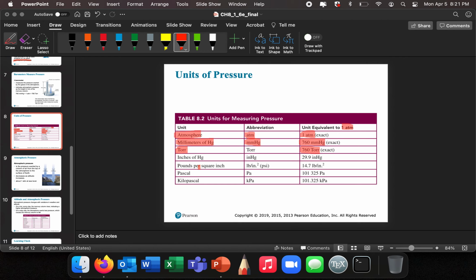Inches of mercury we don't see very often. Pounds per square inch we don't see very often either, but if you're going to put some air in your tire at the gas station, you're probably going to put something like 30 or 40 pounds per square inch. And there are 14.7 pounds per square inch in 1 atmosphere. Pascals is the SI unit. We call it Pa, and there are 101,000 pascals in 1 atmosphere.